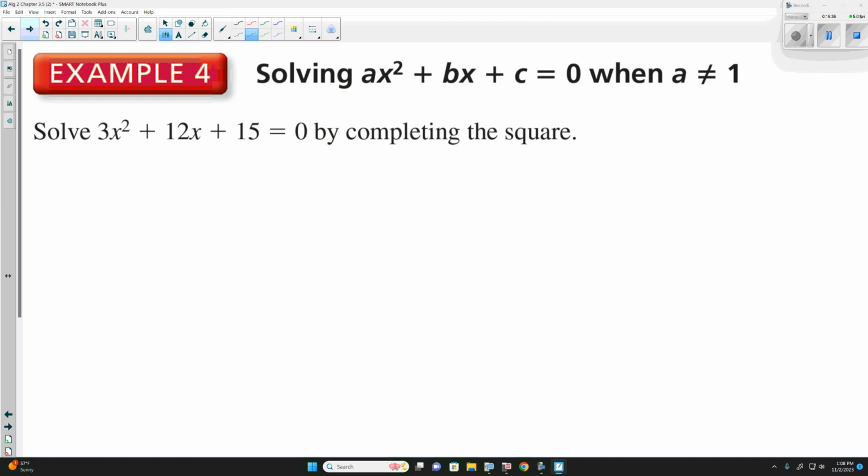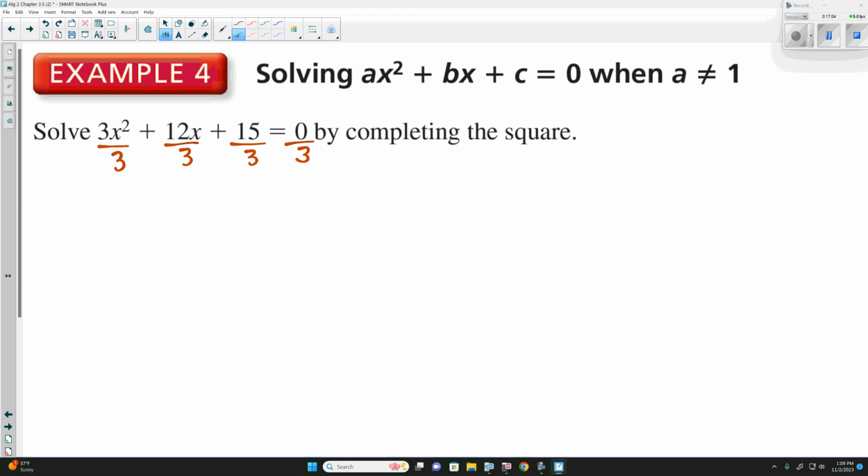Is a equal to 1? So our first step was is a equal to 1? So no. If not, make it so. Divide everything by what? 3. Let's go with this one this time. So we're going to divide everything by 3.